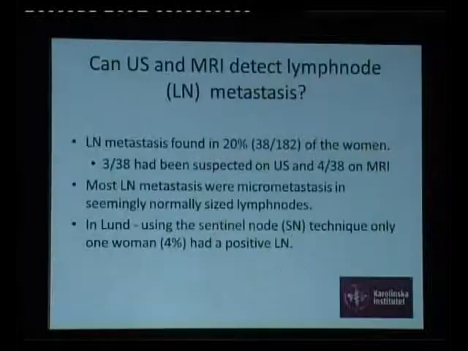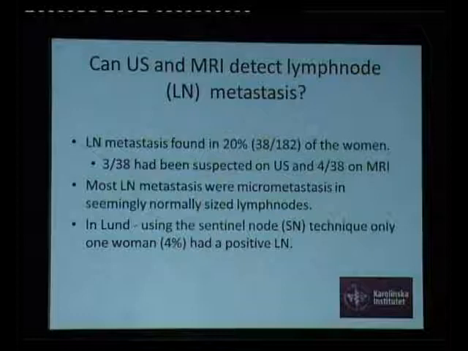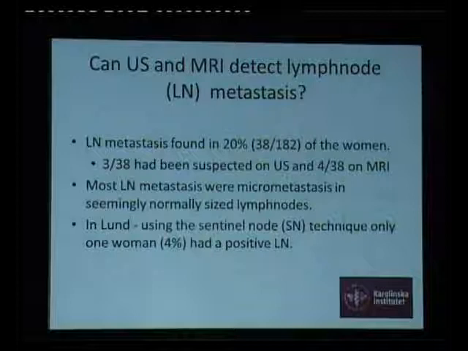What about ultrasound and MRI? Will they be able to detect the lymph node metastases? In this series of 182 patients, 20% of the patients had lymph node metastases. Preoperatively, only 3 of these women were detected by ultrasound and 4 by MRI. In fact, most of these lymph node metastases were micrometastases in seemingly normally sized lymph nodes.